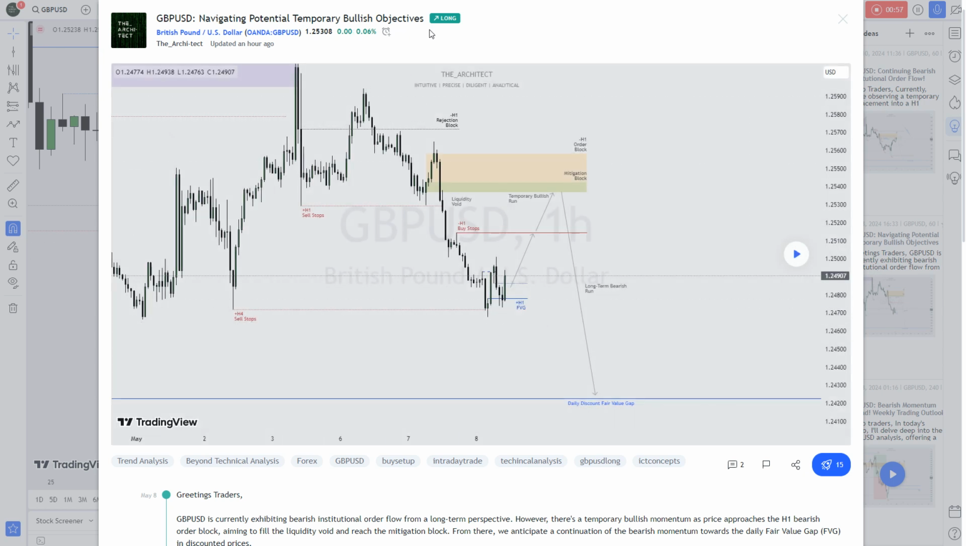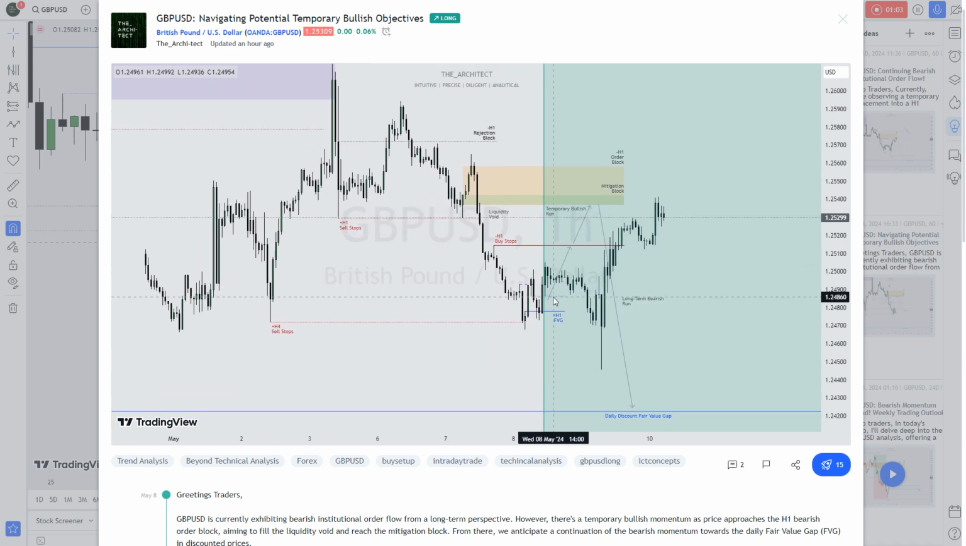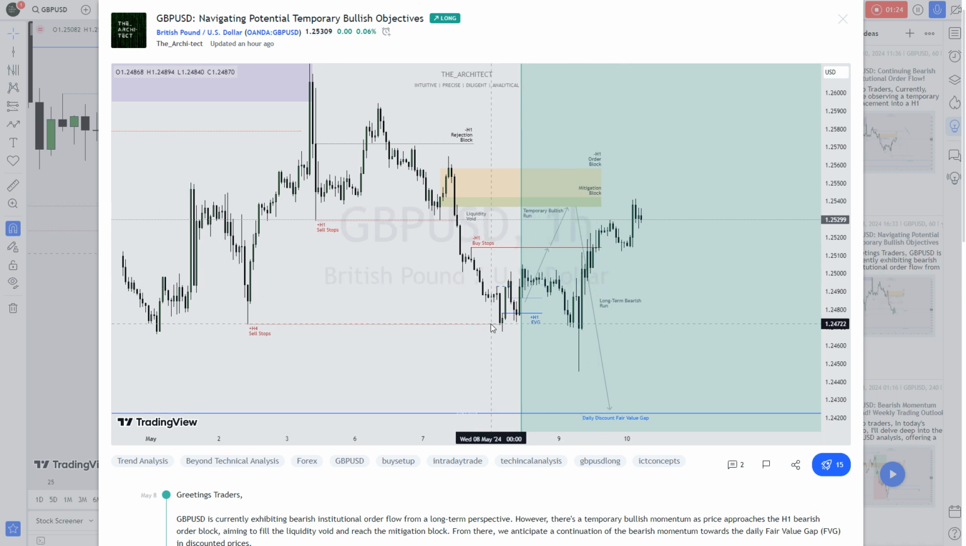So I want to talk through this post over here that I did on the 8th of May, where I was seeing a potential temporary buy side draw towards these objectives being the buy stops and then the mitigation block, which is aligned with that H1 bearish order block. The reason this was very important is because we wanted to see price for the liquidity void. So in today's video, I want to talk through why I was seeing that temporary draw towards the upside.